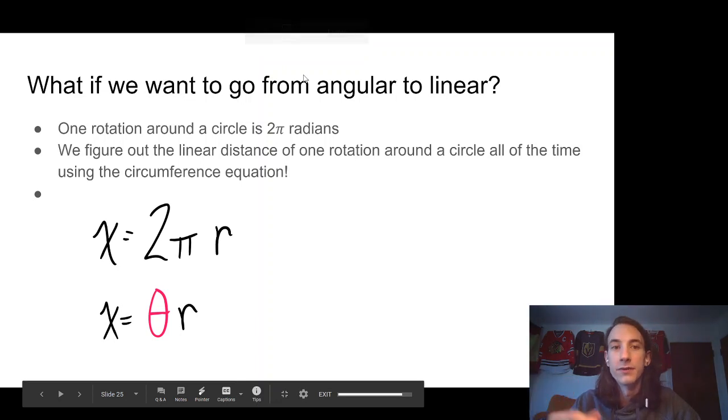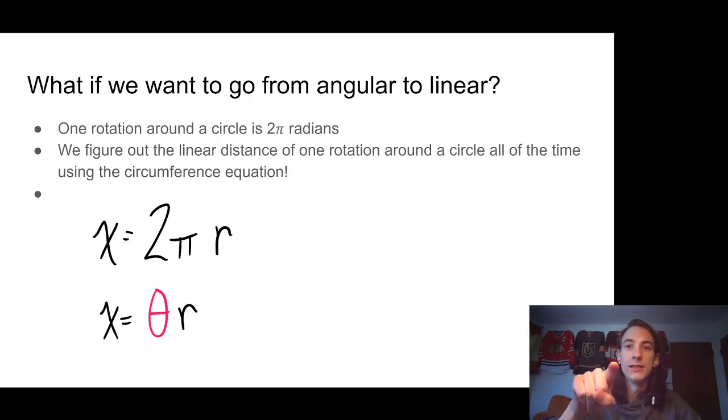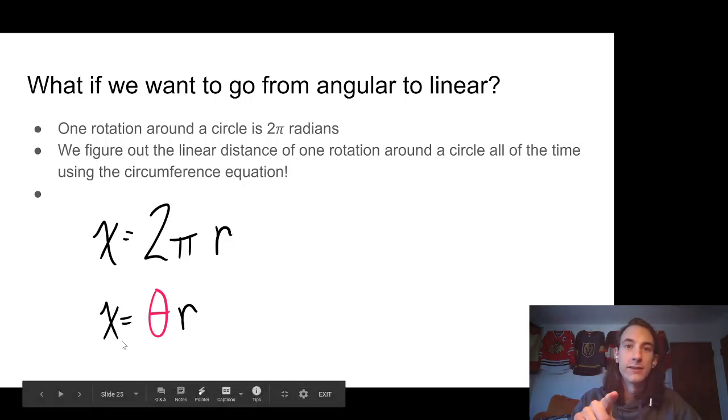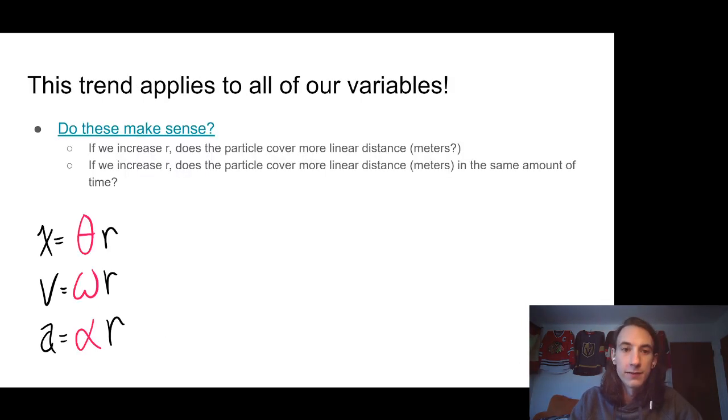And if you're ever given a circle with a radius of 1 or something, you can figure out the circumference, the linear distance in meters of that circle. You just use the circumference equation: circumference is equal to 2 pi r, and that's for one full rotation. So what you're really doing is saying my linear distance is equal to my angular distance times the radius. You're just using an angular distance of 2 pi for one full rotation, but you can do this for any amount of radians.